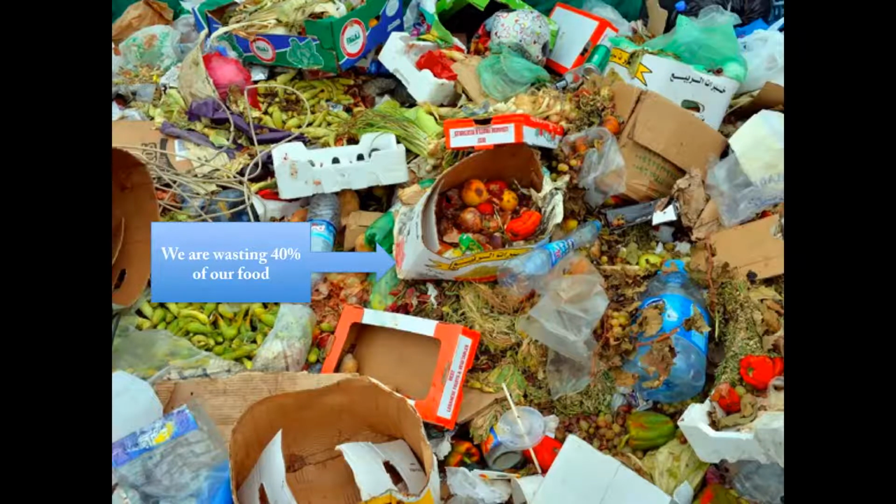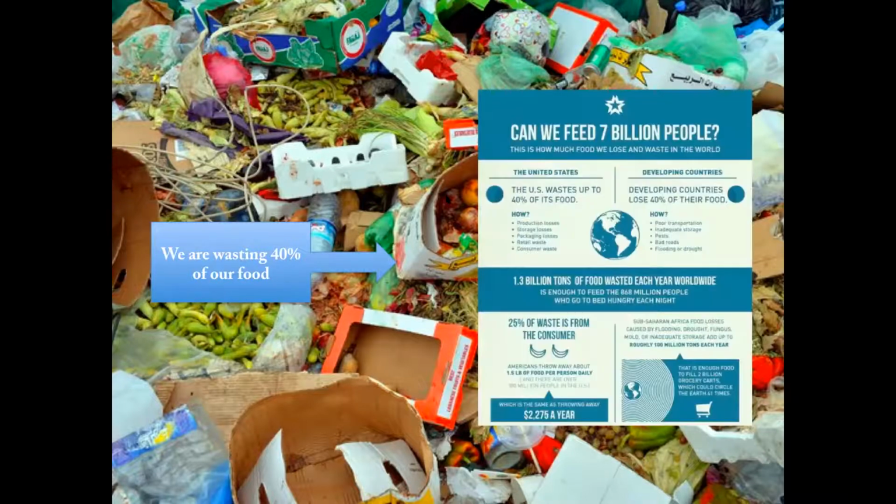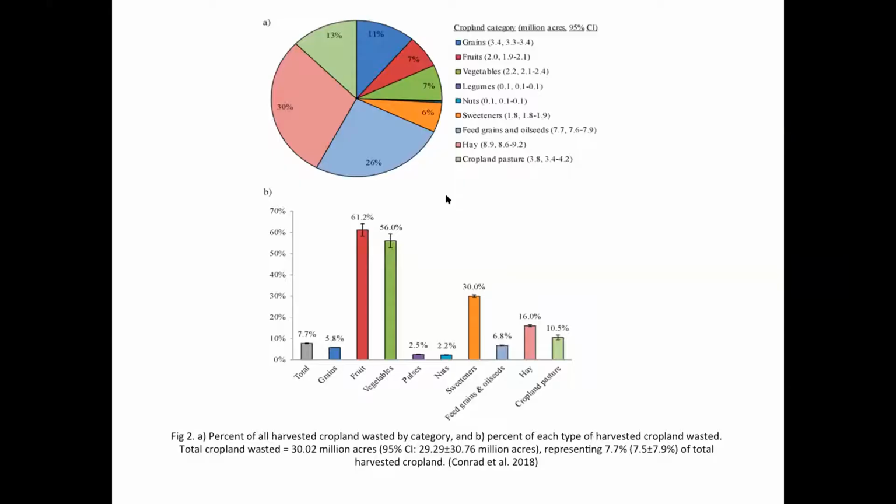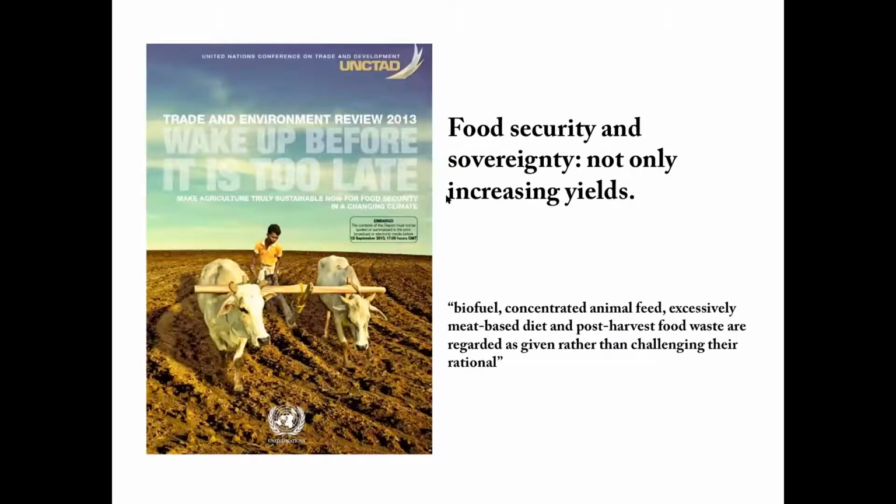Okay, so waste. We are wasting about 40% of our food. We need to reduce waste also. I'm going a little bit faster, otherwise I won't finish. And so this book, which I really recommend, says that biofuel, concentrated animal feed, excessively meat-based diet and post-harvest food waste are regarded very often as given rather than challenging the irrational. So here we need to challenge all these production systems.